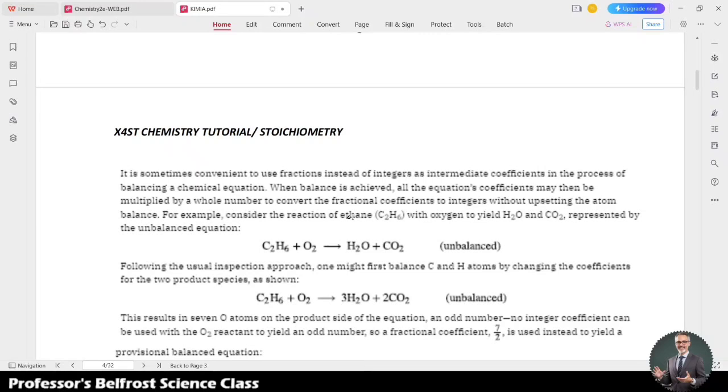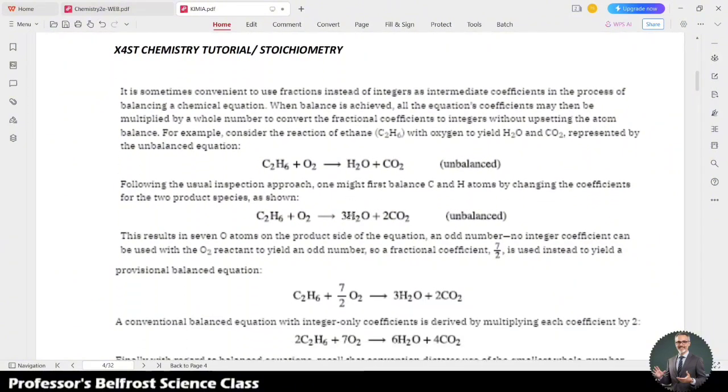But you see, now there are 2 oxygen atoms on the left side, and we have a total of 7 oxygen atoms on the right side, and this is not balanced. This is not balanced.